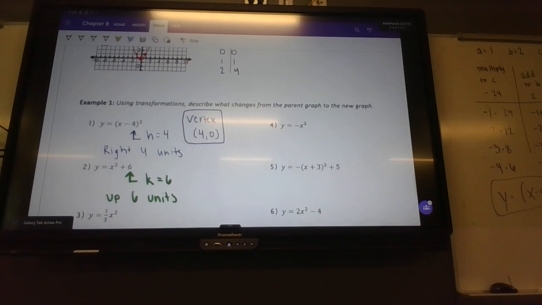So the H is going to be in parentheses with a 2, and the K is a regular number. And that gave us maybe the most important question here today: which one's H and which one's K? Go ahead and apply it.